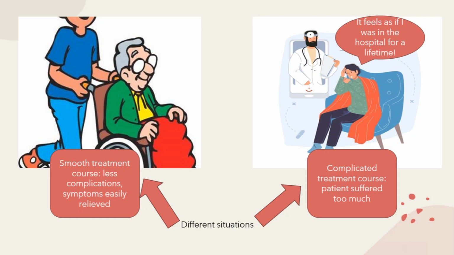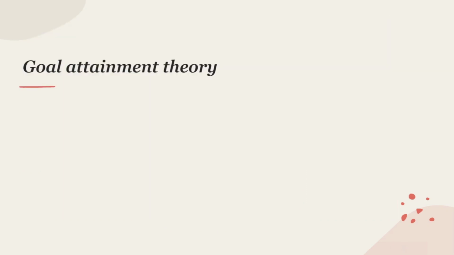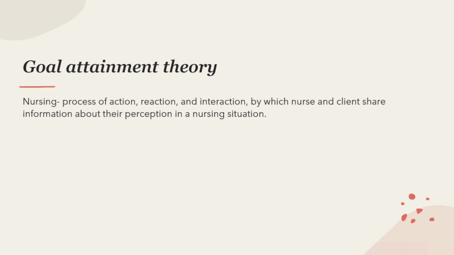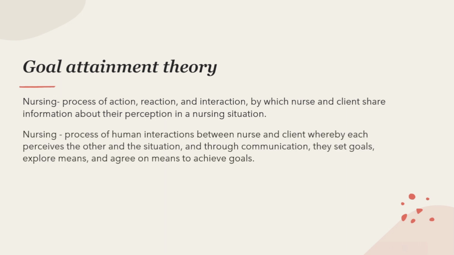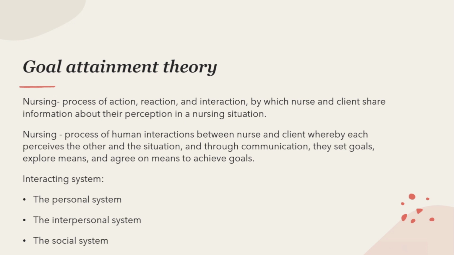Before ending today's video, let's recapitulate once again what we have gone through today. Imogene King has given the goal attainment theory, where she has defined nursing as a process of action, reaction and interaction by which nurses and clients share information about their perception in a nursing situation. She also said nursing is a process of human interactions between nurse and client, whereby each perceives the other and the situation, and through communication they set goals, explore means and agree on means to achieve the goals. There are three kinds of interacting system: the personal system, the interpersonal system and the social system.